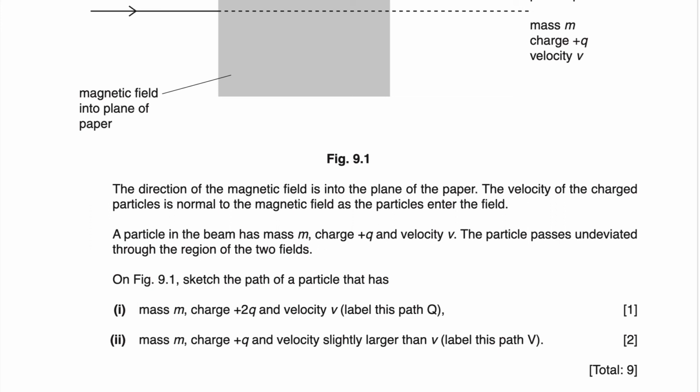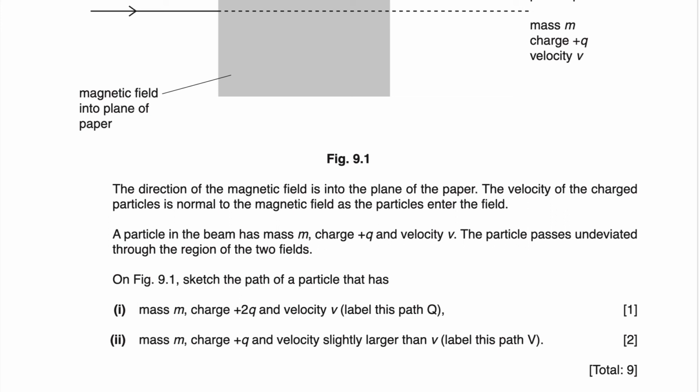A particle in the beam has mass m, charge plus q and velocity v. The particle passes undeviated through the region of the two fields. If it has velocity v and charge plus q, it passes through undeviated. Now sketch the path of a particle that has the same mass but charge 2q and the same velocity v. We have to mark this as q, and the same mass but plus q with velocity larger than v.